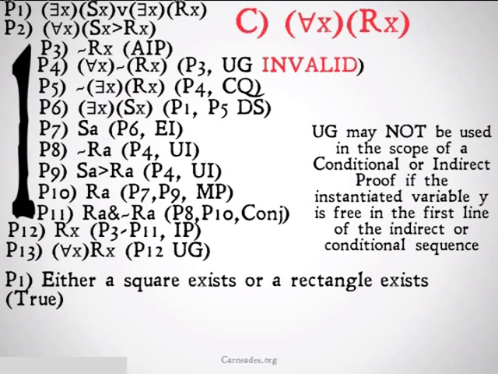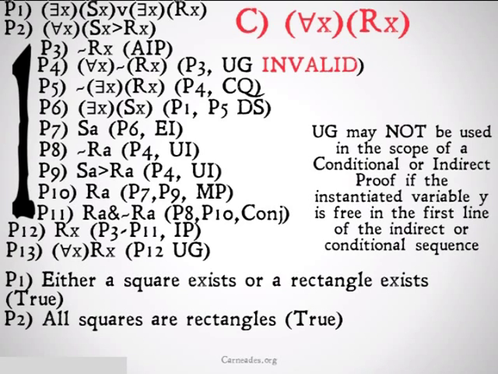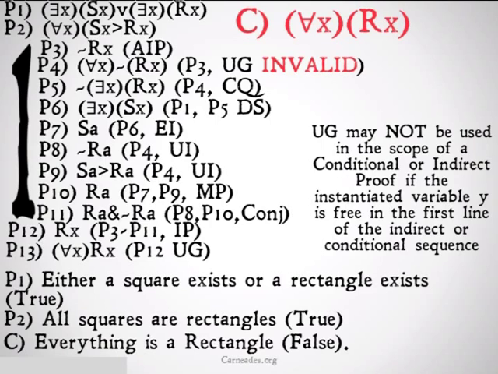Premise 1. Either a square exists or a rectangle exists. We're substituting 'is a square' for S, and we're substituting 'is a rectangle' for R. Premise 2. All squares are rectangles. It's going to be a true statement. Both of these, in fact, are true statements because at least one square or rectangle exists, and all squares are going to be rectangles. However, our conclusion is actually that everything is a rectangle.